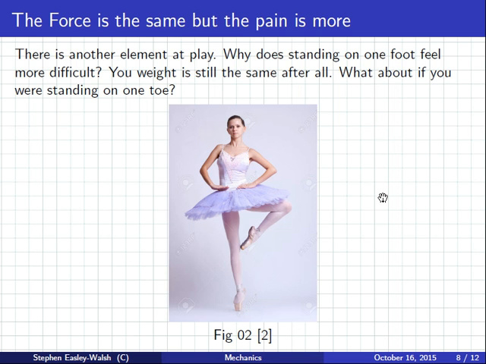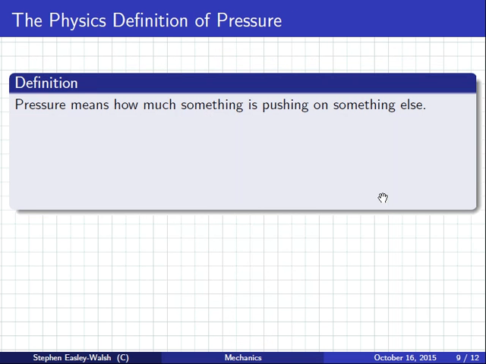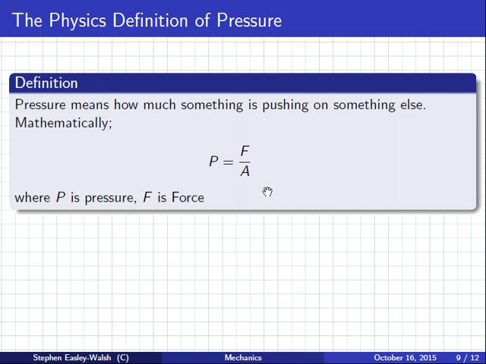I think there's something cut off here at the bottom. Anyways, this gives us the idea of pressure. Pressure is how much something is pushing on something else. But really, that's a terrible definition. Don't write that down, just write the formula down. Pressure is force over area. P is pressure, F is force, and A is area.